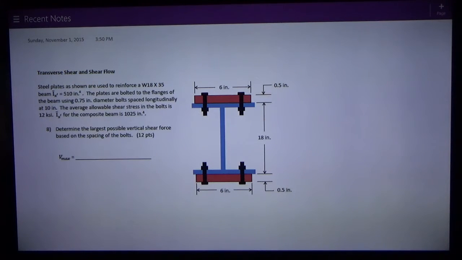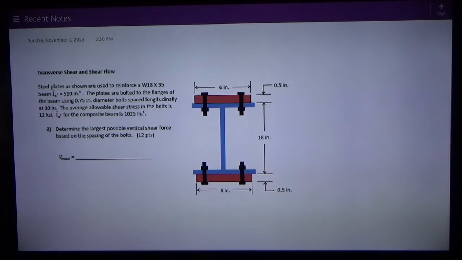It's David Spears, Civil Engineering Instructor at Texas Tech University, talking about a recent CE 3303 solids exam. We've got a transverse shear and shear flow problem where we're reinforcing, or increasing the moment of inertia carrying capacity and the shear carrying capacity, of this steel beam, this blue I-shaped W18 by 35.